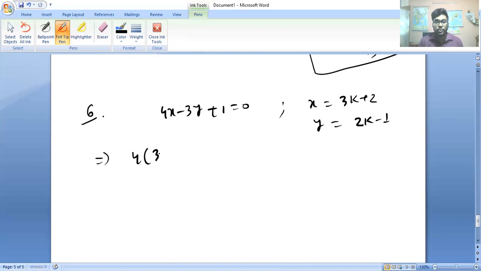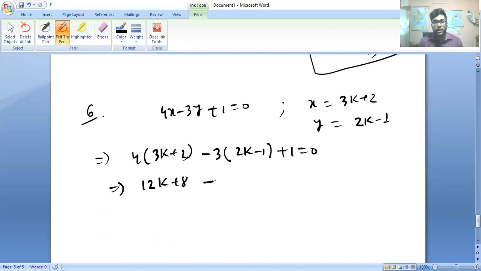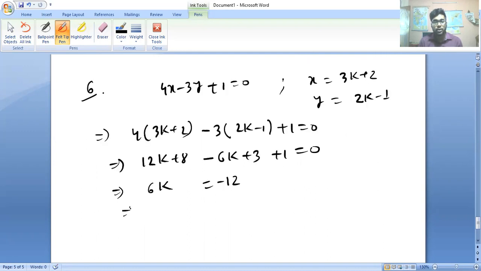So 4 into 3k plus 2 minus 3 into 2k minus 1 plus 1 is equals to 0. So there you have 12k plus 8, right? Minus 6k plus 3 plus 1 is equals to 0. Therefore, 12k minus 6k becomes 6k. 8 plus 3, 11 plus 1, 12. 12 goes there, it becomes minus 12. Therefore, k becomes minus 12 by 6.